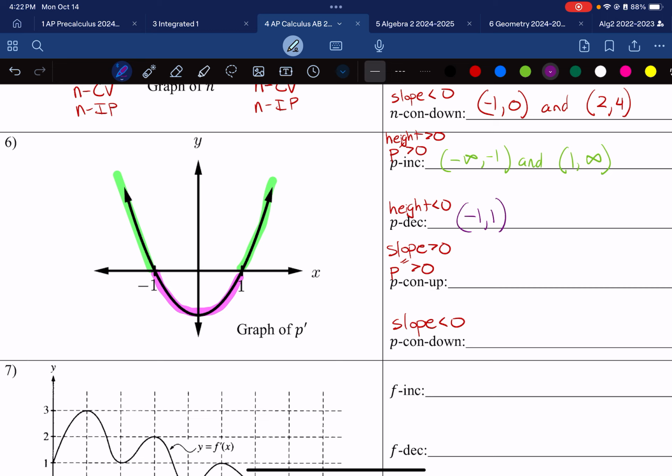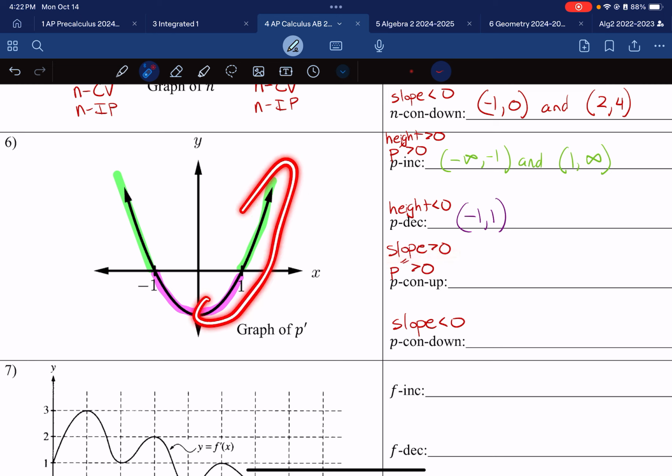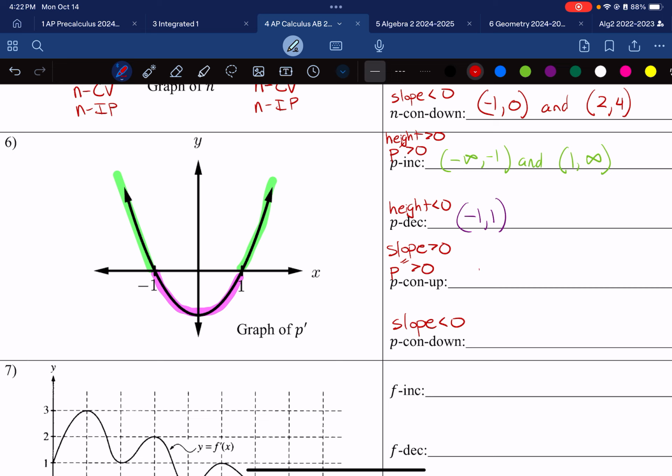Where am I concave up? I'm concave up when my slope is greater than 0. Slope is greater than 0 everywhere right there. So I just need to say from 0 to infinity. And where am I concave down? I'm concave down whenever I have a slope that is negative. Slopes that are negative are on that left side from negative infinity all the way to 0. I have all of those written up. Let's go ahead and do the graphical analysis.